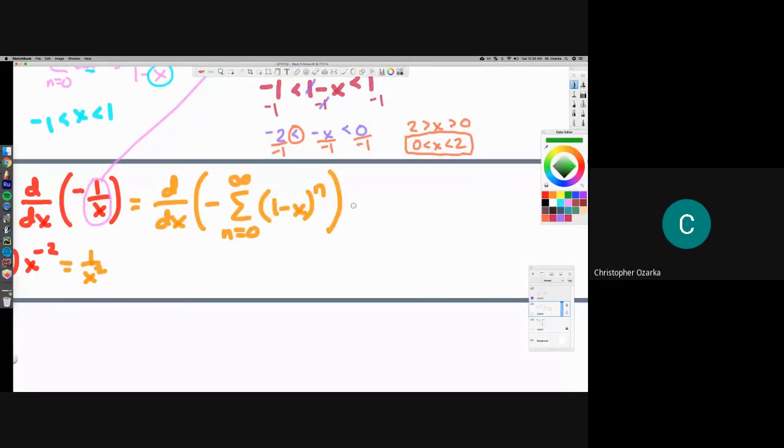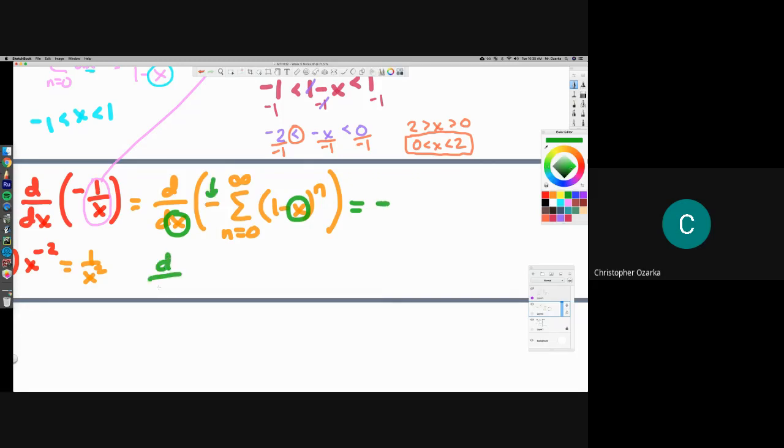Now the derivative is with respect to x, so the main thing we need to worry about is the x. The n's, all that other stuff is just a constant. It's constantly changing from 0 to 1 to 2 to 3 to 4 to 5 to infinity, but you can still treat this just like a regular number. So it's going to be negative because of this negative right here.